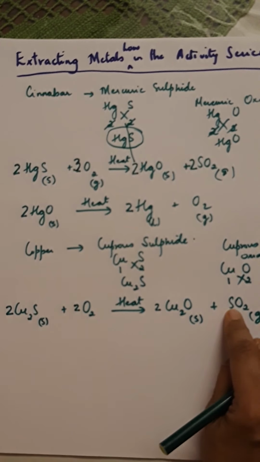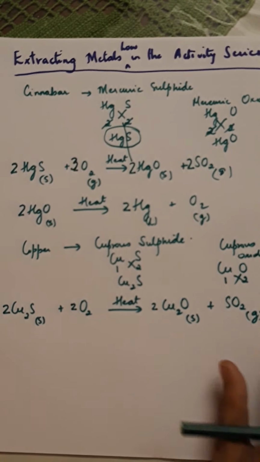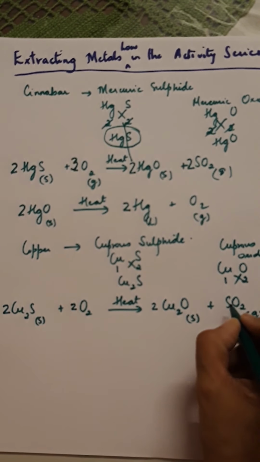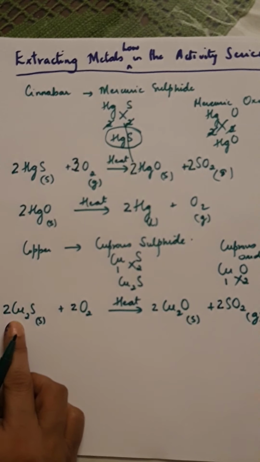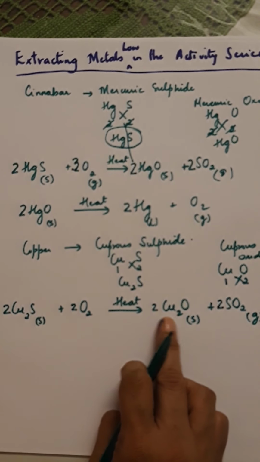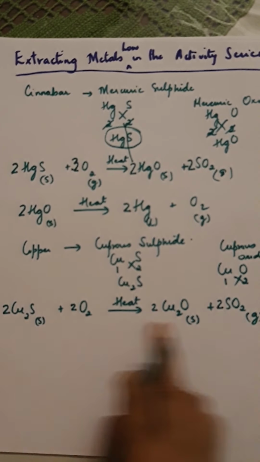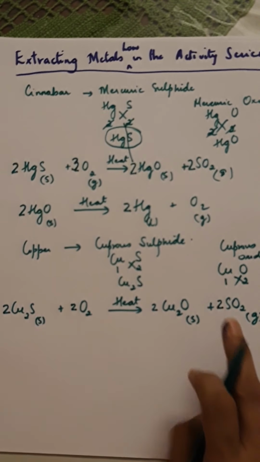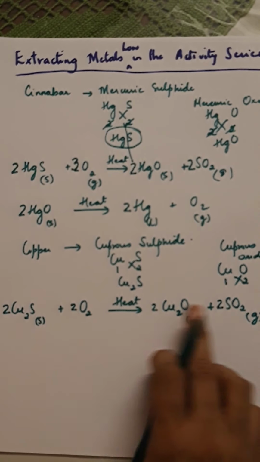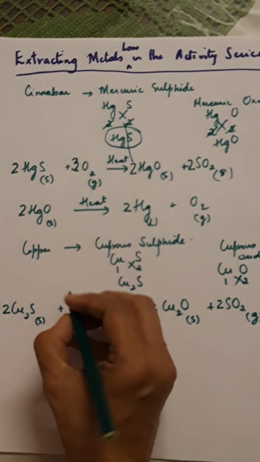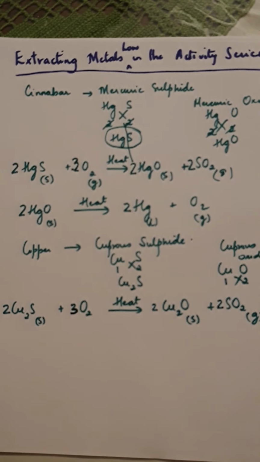To make this sulfur equal, you write 2 here. So you have 2 2s are 4 of copper here. On the right, you have 2 2s are 4 of copper. On the left, you have 2 of sulfur. On the right, you have 2 of sulfur. On the left, you have 4 of oxygen. On the right, you have 2 2s are 4 plus 2, 6. So to make it 6, you make this 3, 2 into 3.